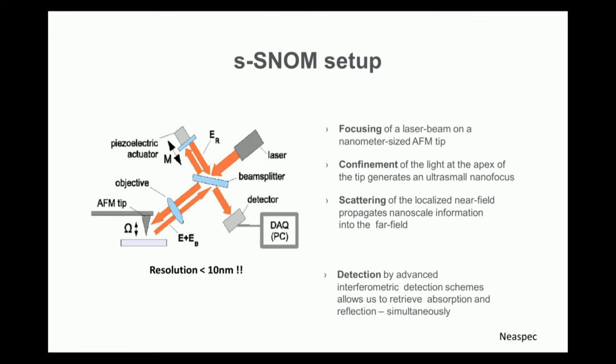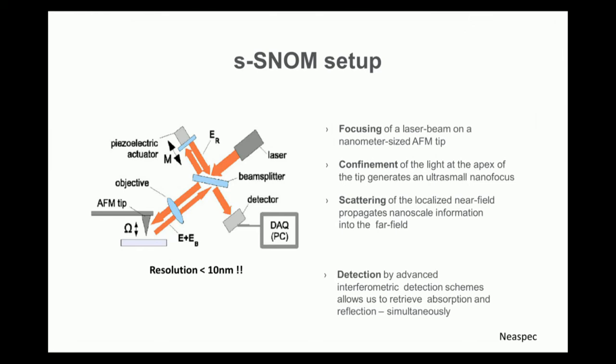So the point here is that now you are resolving the space with the tip dimension, which is 10 nanometers in this case. So now you are actually collecting your signal from a really small volume. Previously, we only used an optical objective lens.